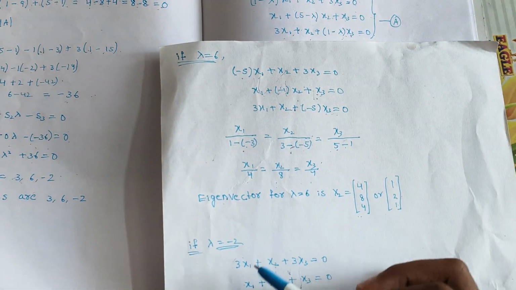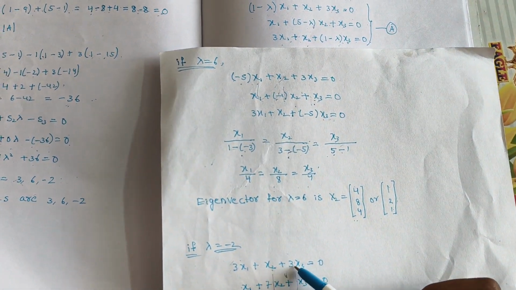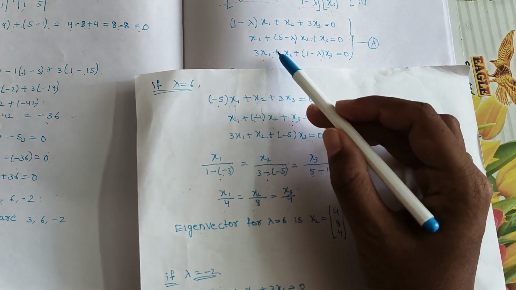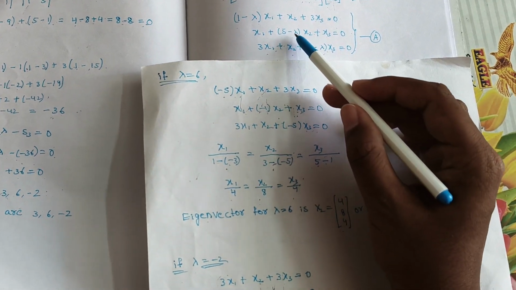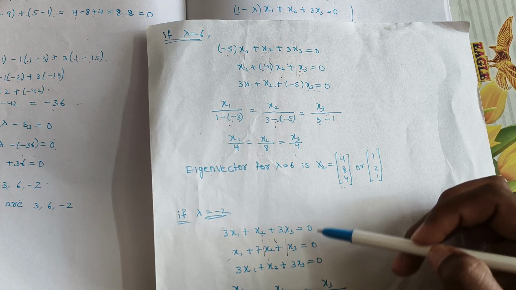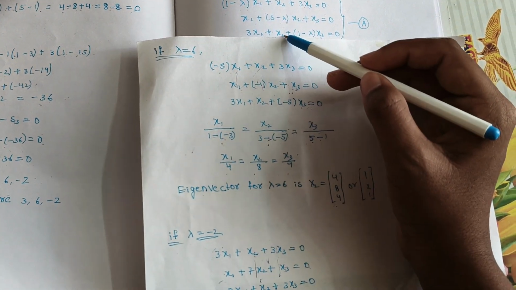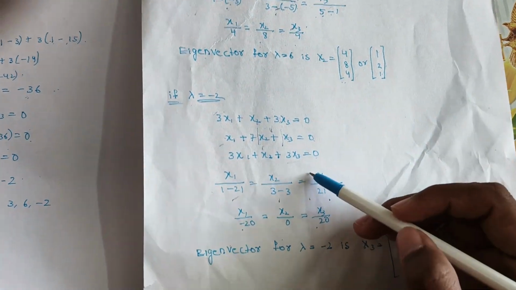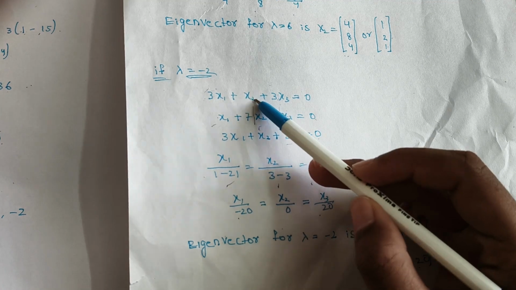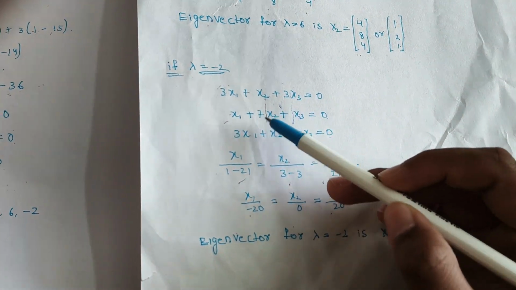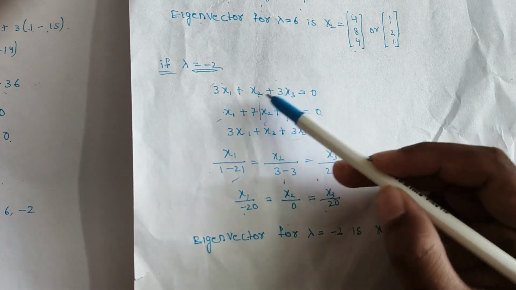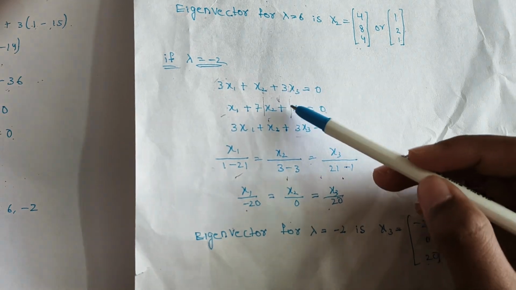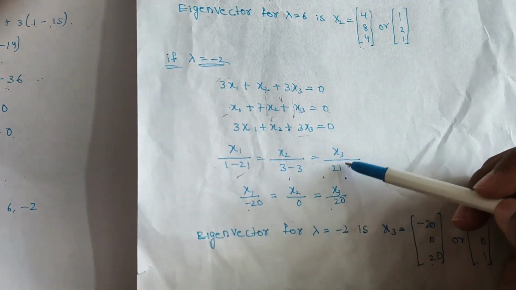(1 minus of minus 2), 3 x1 plus x2 plus 3 x3 equal to 0. Then x1 plus (5 minus of minus 2), 7 x2 plus x3 equal to 0. Then 3 x1 plus x2 plus (1 minus of minus 2), 3 x3 equal to 0. Then x1 divided by 1 1 is 1 minus 7 3 is 21, equal to x2 divided by 3 1 is 3 minus 3 1 is 3, equal to x3 divided by 3 7 is 21 minus 1.